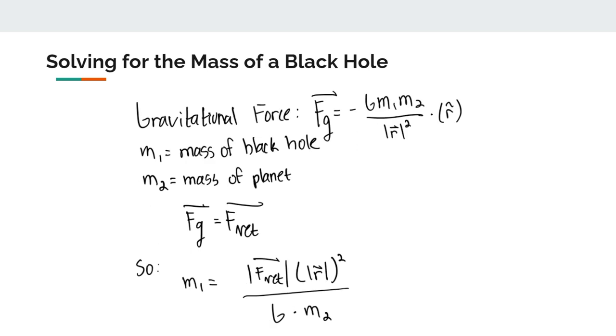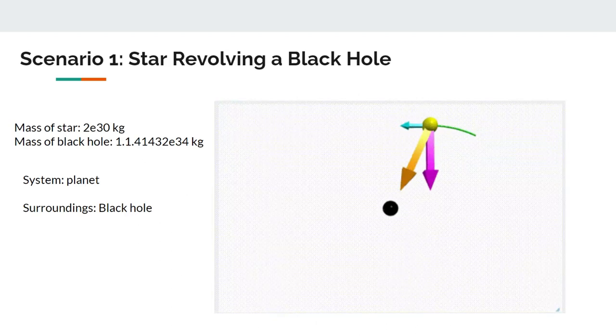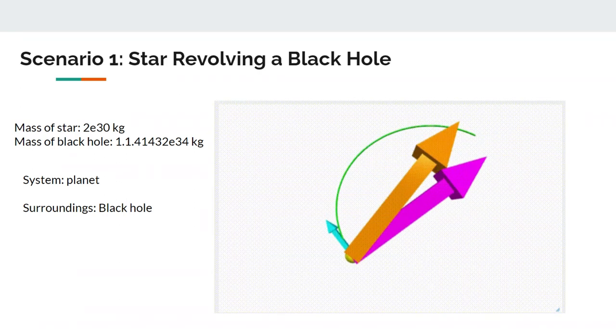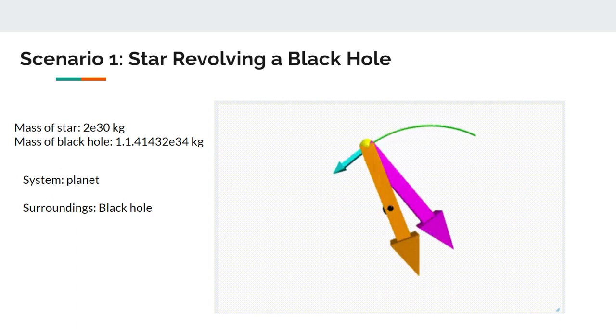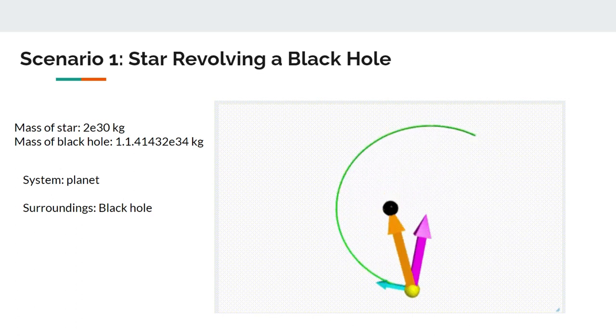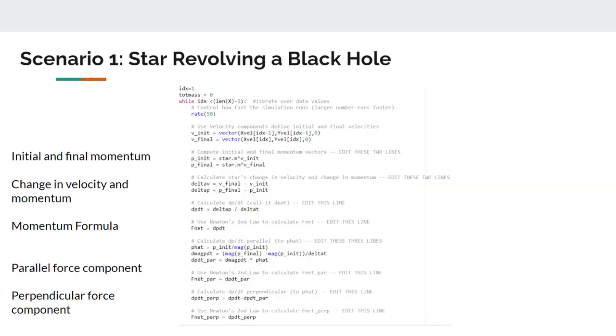And then we have the gravitational force in this scenario, which is the normal gravitational force formula, and then we can say that the total net force is equal to that gravitational force. So you can plug in the net force into this equation and then rearrange for the mass of the black hole, which is exactly what we're going to do. So this is the trajectory that was given for me, and then from that, as I'm about to explain, I found a mass of 1.14 times 10 to the 34 kilograms. And this is, of course, with our system being our planet and the surroundings being the black hole and the rest of the universe. So let's go through the code.